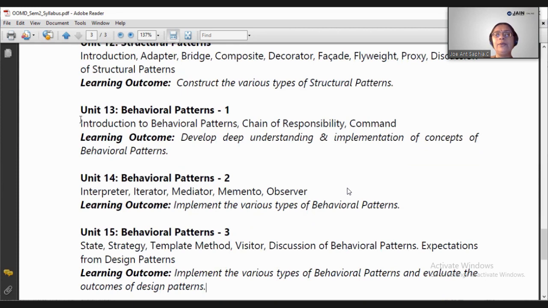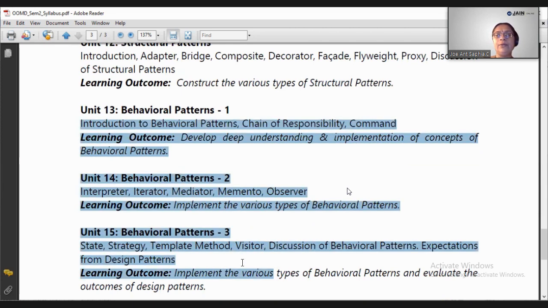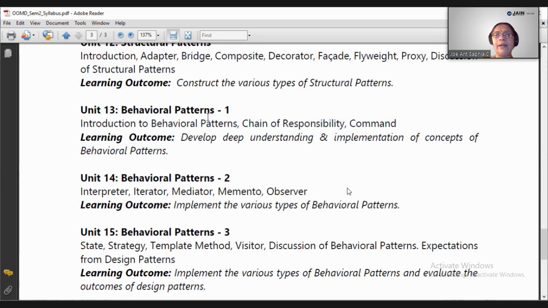Behavioral pattern is distributed among 3 units. The last 3 units handle the behavioral patterns. There are 11 patterns under behavioral patterns: chain of responsibility and command. These 2 patterns fall under unit 13. And next one is interpreter, iterator, mediator, memento, observer. So these 5 fall under unit 14. State, strategy, template method, visitor.